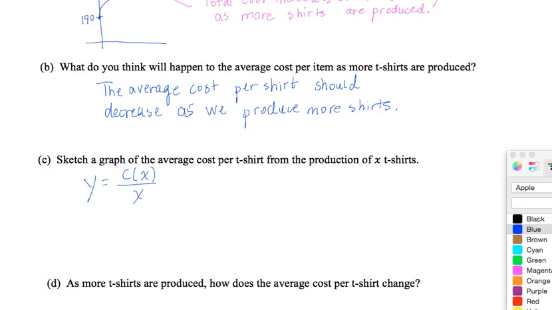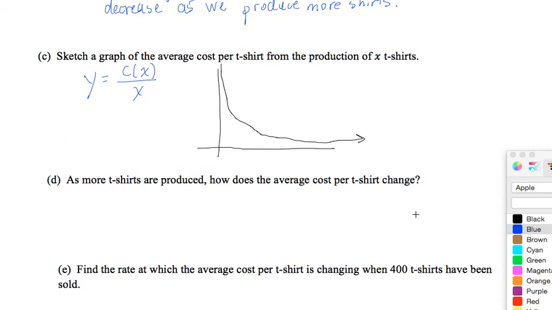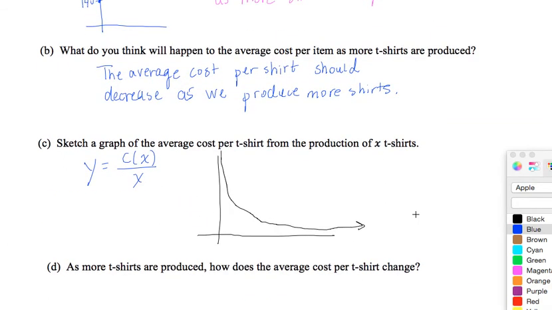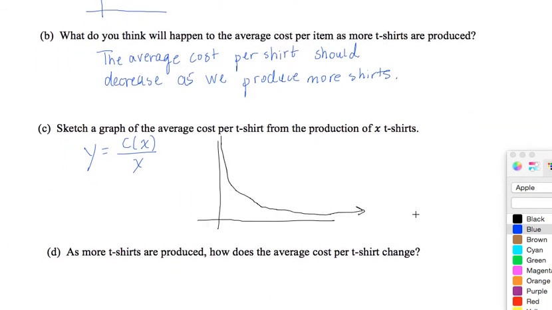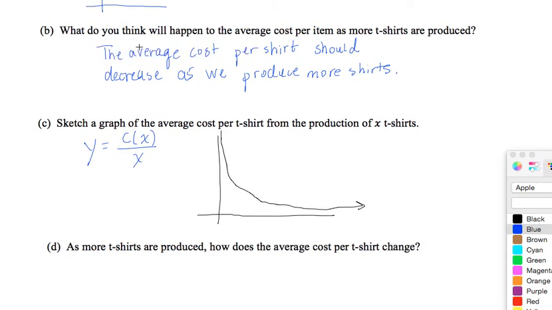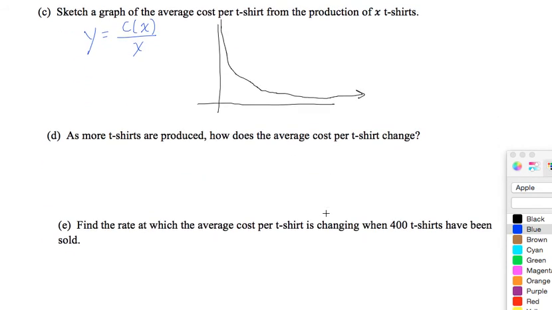So let's sketch a quick graph of that. The average cost per shirt decreases a lot, and it's probably got a horizontal asymptote there. I'm just going to sketch it like that. As more shirts are produced, how does the average cost per t-shirt change? Well, it does decrease, as we predicted. It decreases, and let's look at what it approaches.